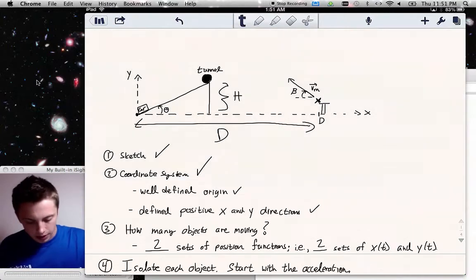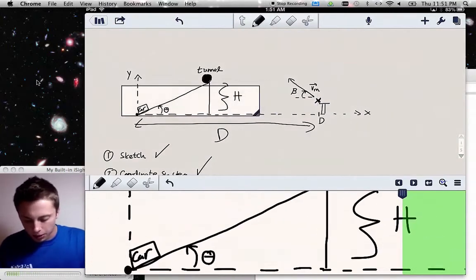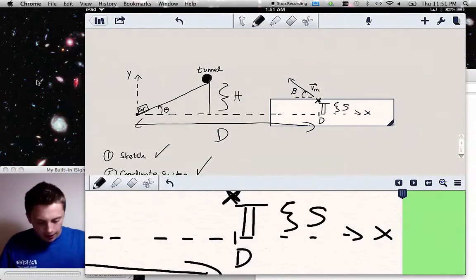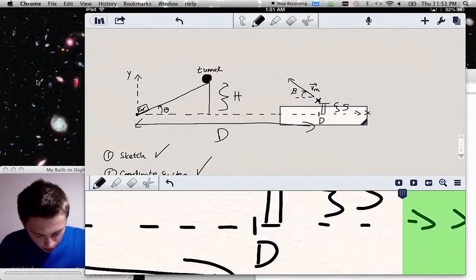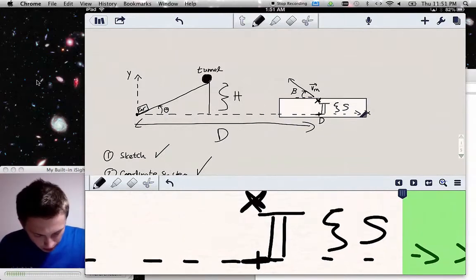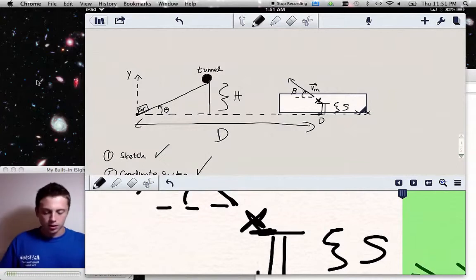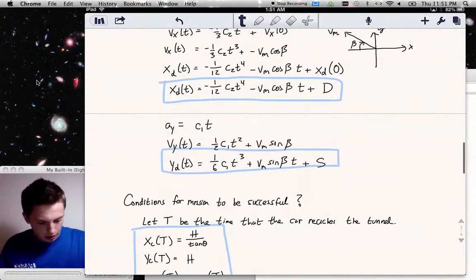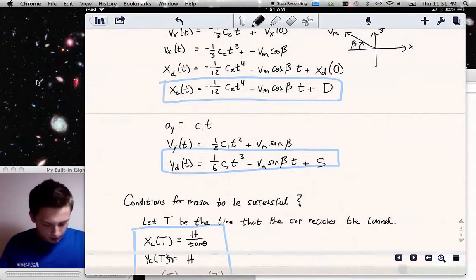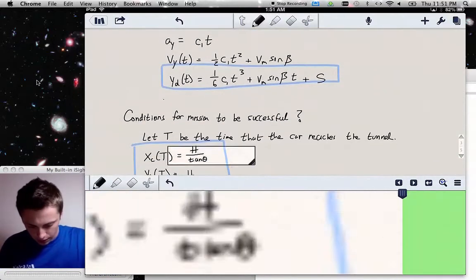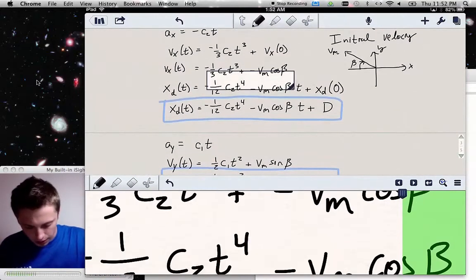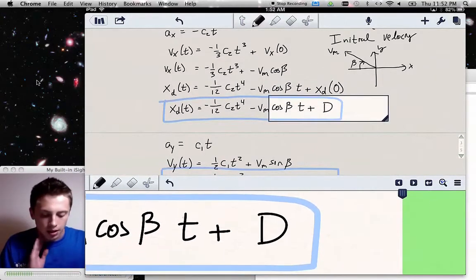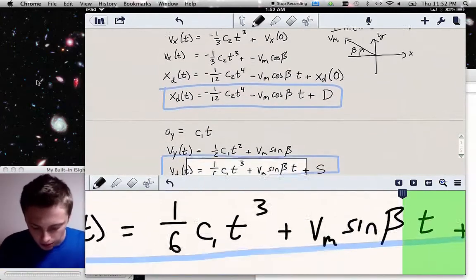Very good. And while we're at it, let's get the initial y coordinate. We're also told that this distance here is s. So the initial y coordinate of the drone, well, this is y equals 0 down here, and we have to go up to a height s. So the initial y coordinate of the drone is s. So let's just keep that in mind as we proceed. So we left off here, and the initial x position of the drone is d, so we get this result for the x coordinate of the drone.